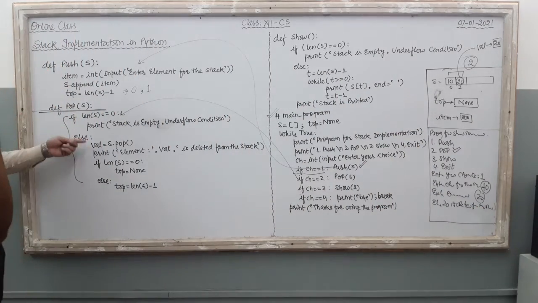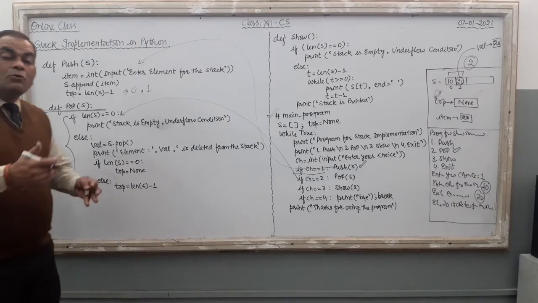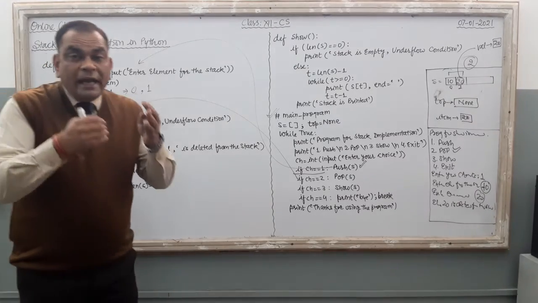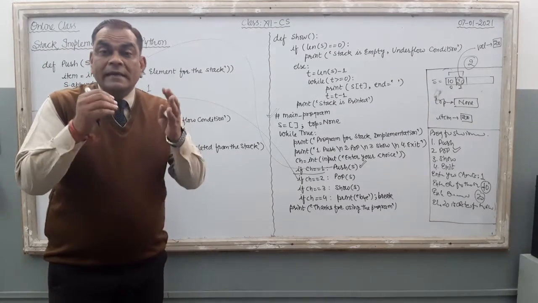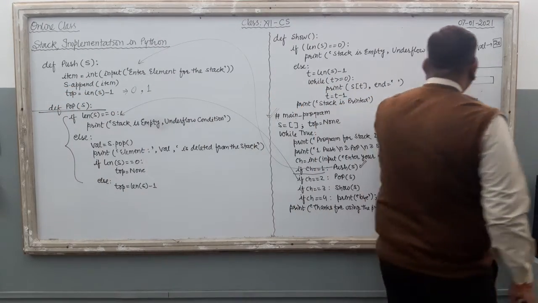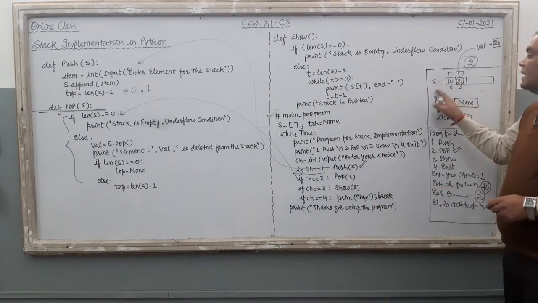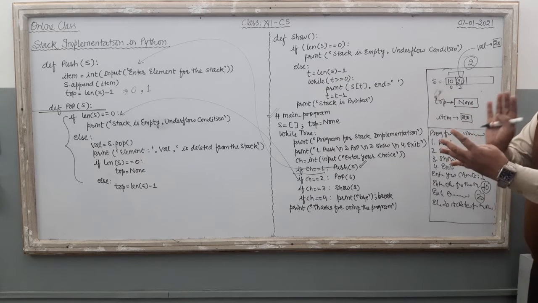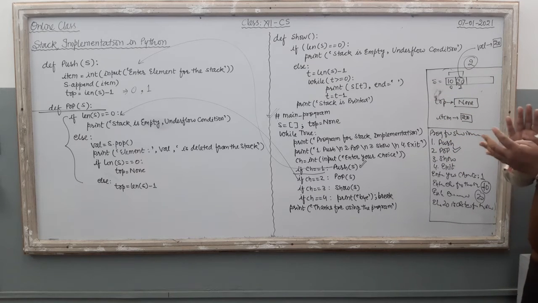Element is deleted. Now you have to arrange the value of the top variable. It is compulsory here. When you remove one element from the stack, it means the length of s is going to decrease here.